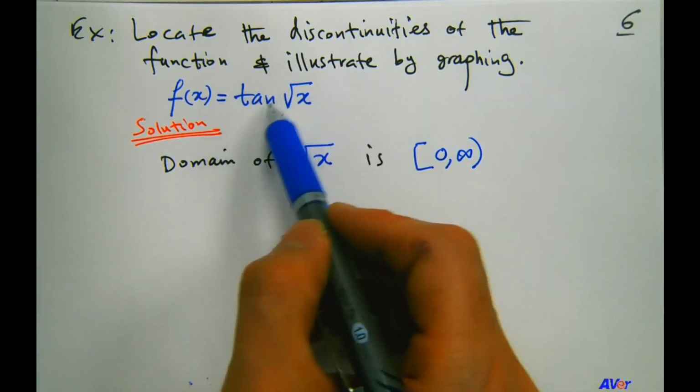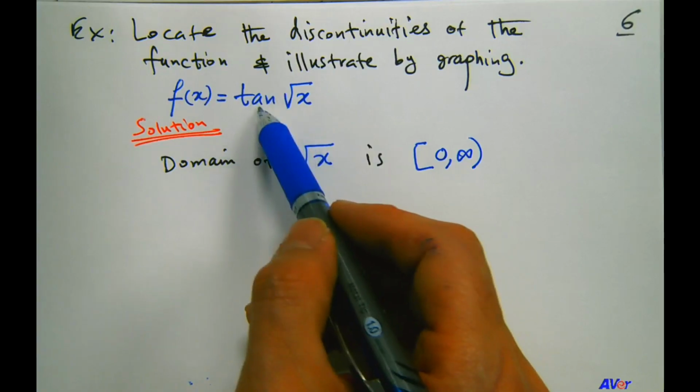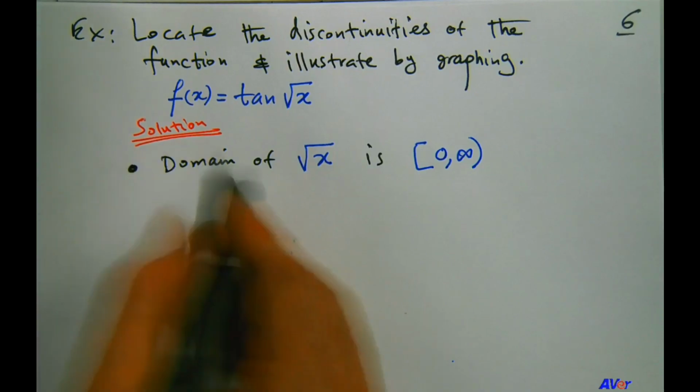But the tangent function itself is not defined at every value, right? Because the tangent function is equal to sine over cosine, and the cosine function is 0 at pi over 2 and any pi multiples of that, which makes the tangent function undefined, right? So let's recall that. This is one thing we need to remember.